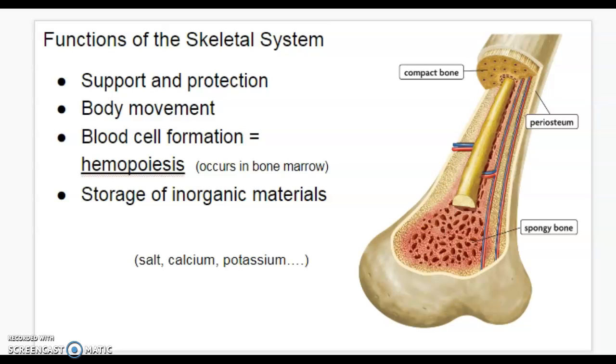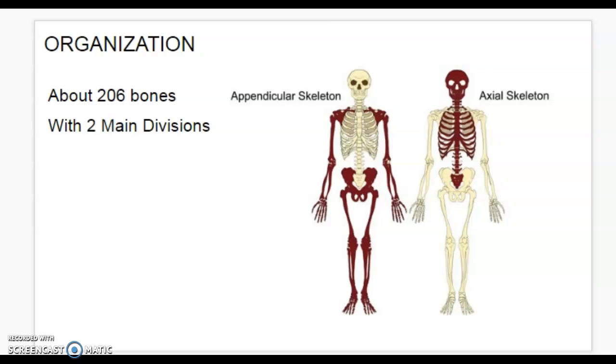They, we've said that quite a few times, they do produce blood cells. This is called hemopoiesis. This takes place in the bone marrow, and they do also store those inorganic materials such as your salts, the calcium, and potassium. There are about 206 bones. Younger kids, they don't have all of their bones developed yet, especially babies, and they have more.